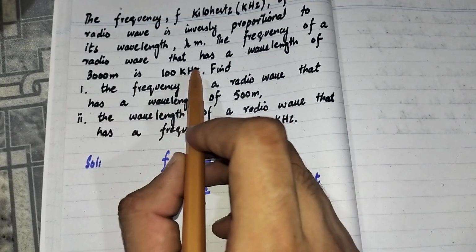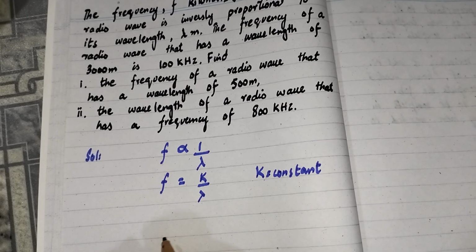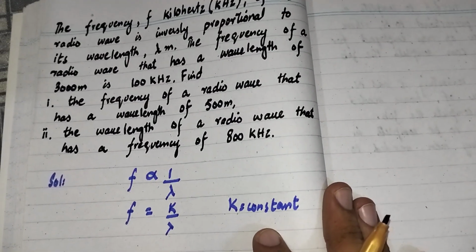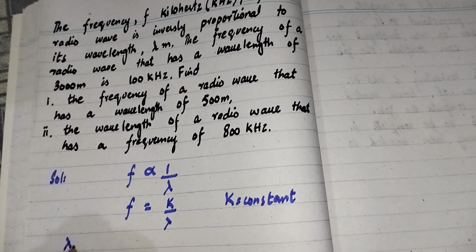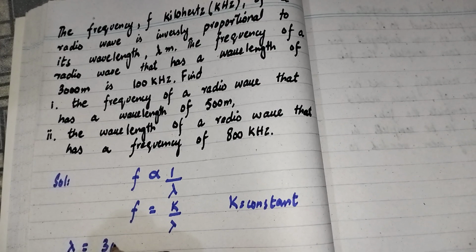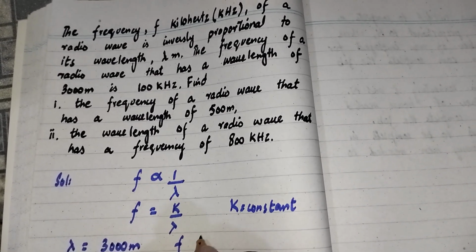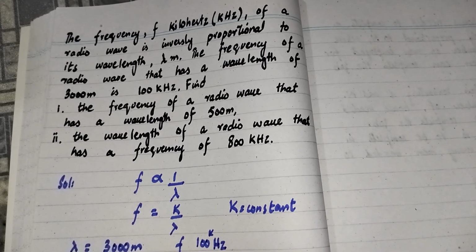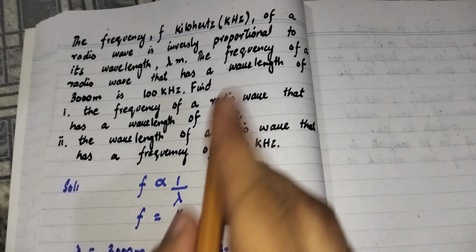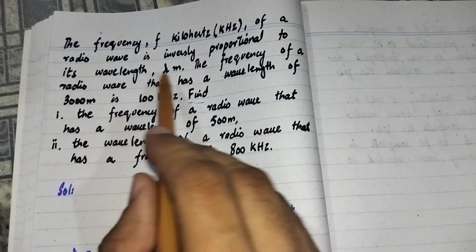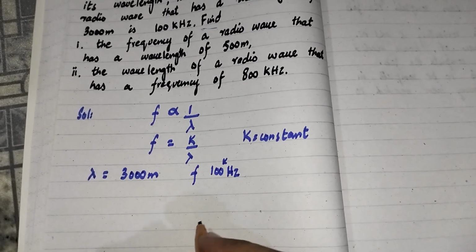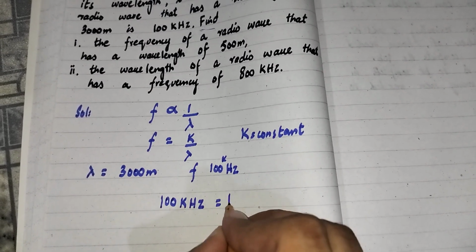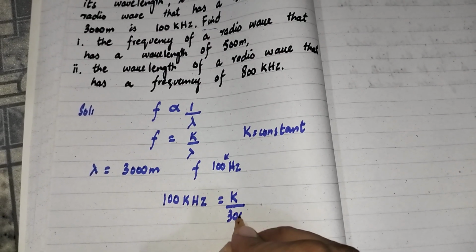The frequency of the radio wave that has a wavelength of 3000 meter is 100 kilohertz. The unit of the frequency is kilohertz and the unit for the wavelength is meter. So by putting the values and getting the value of k, 100 kilohertz is equal to k upon lambda, and the wavelength is 3000.